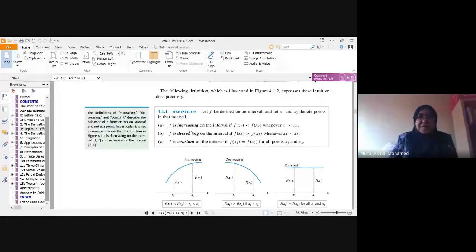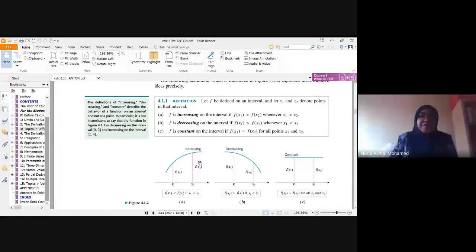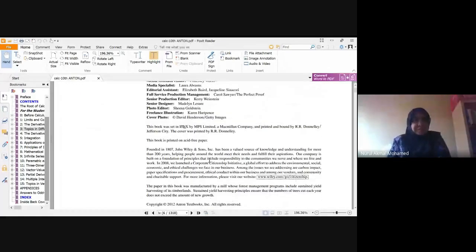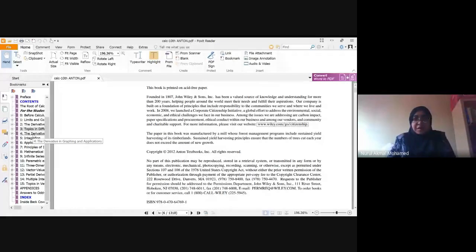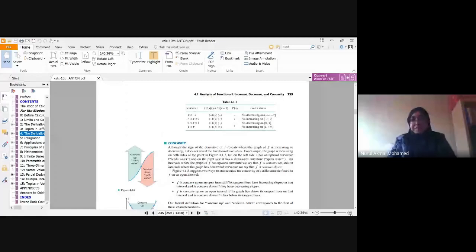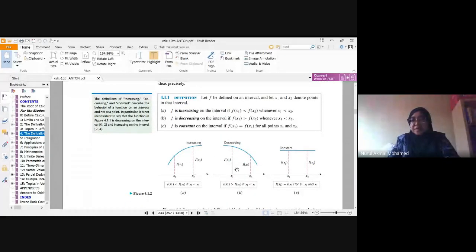If we look here, if f is increasing, okay, f is increasing on the interval if f of x1 is less than f of x2, where x1 is less than x2. Okay, so that is how we define an increasing function. Okay, for decreasing, f of x1 is greater than f of x2, and here x1 is less than x2 because x2 is located to the right of x1.